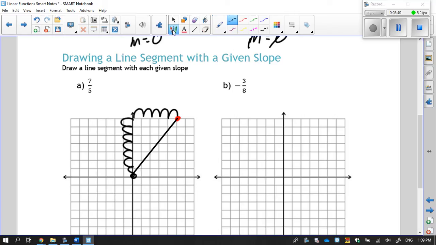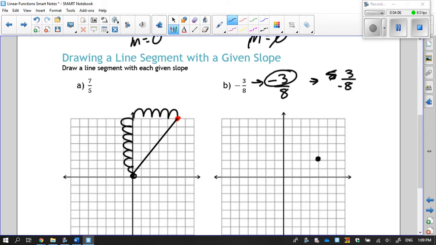Okay, same thing with this one. The only thing that's different is that we need to realize that this negative out front can be with the 3, or it can be with the 8. Typically, I like to keep it like this and keep my x positive. So let's start this one here, because it doesn't really matter.